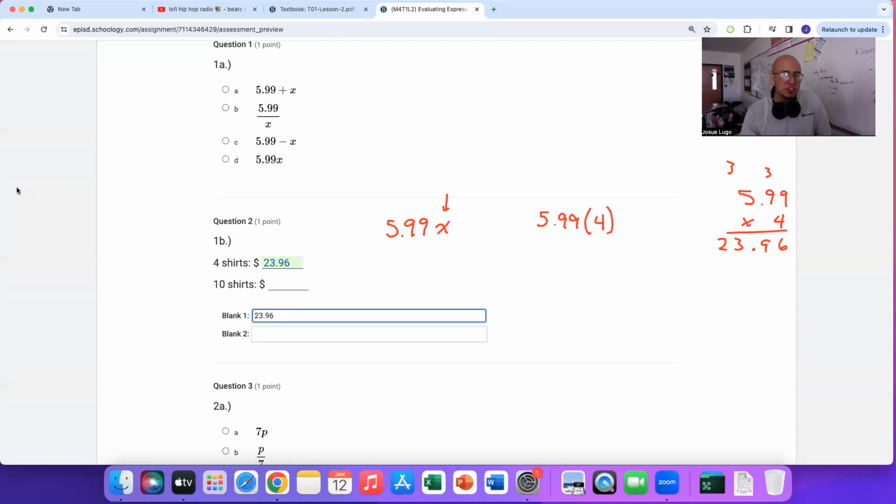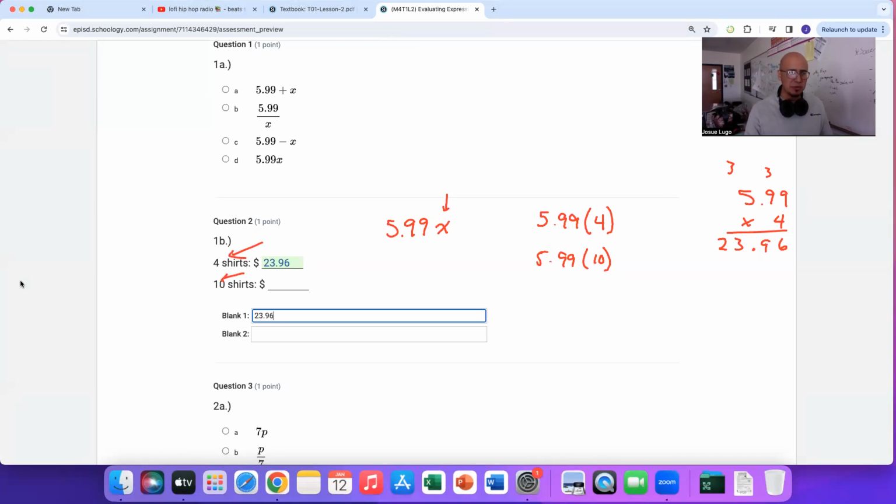Okay, well, what about 10 shirts? We're going to use the same expression, but we're going to evaluate it when x is not 4, but rather when x is 10. In other words, I just have to multiply this by 10. And since I'm just multiplying by 10, I'm just going to move the decimal over one time. So that would be $59.90. So as you can see, guys, all I'm doing is taking the expression that represents that situation and then substituting the letter with the number that it's asking me to use. So in this case, it was 4 and 10.